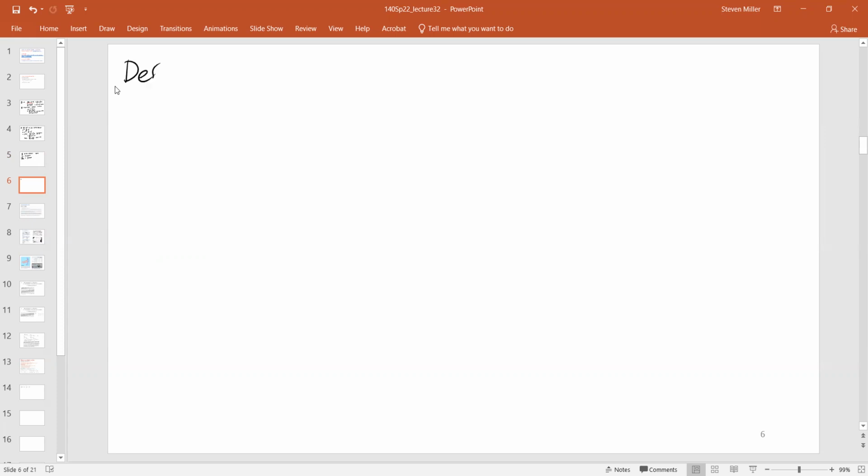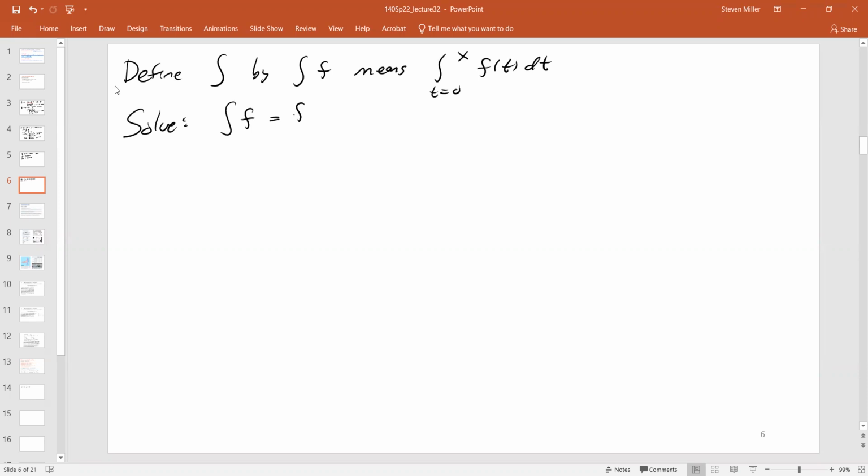So define the symbol integral by: the integral of f means the integral as t goes from 0 to x of f of t dt. Okay, so I'm just introducing notation. By integral, I just mean shorthand: take whatever function this applies to and integrate from 0 to x. So I want to solve the integral of f equals f minus 1, or the integral as t goes from 0 to x of f of t dt is f of x minus 1.